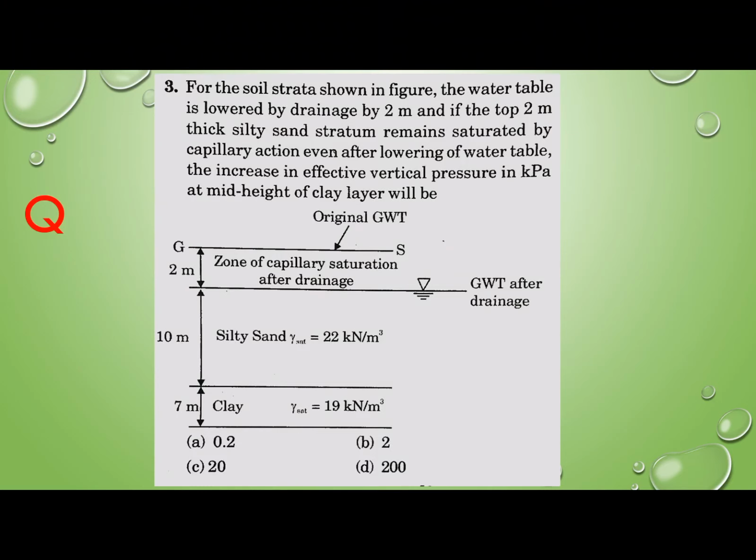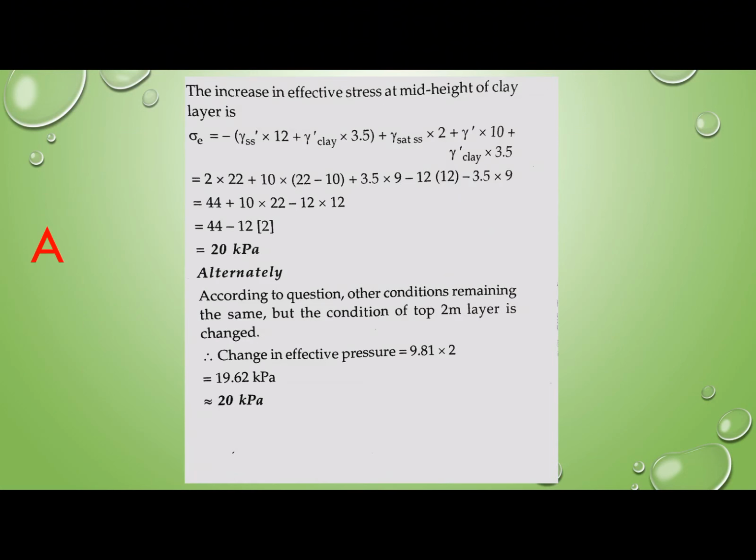So there is a zone of capillary saturation after drainage of 2 meters, then silty sand of 10 meters and clay of 7 meters. So the increase in effective stress at mid height of the clay layer, we just have to find by multiplying the height with the density of that particular portion. So just substitute and we are getting it as 20 kilopascal. So there is an alternate solution for this. What is that?